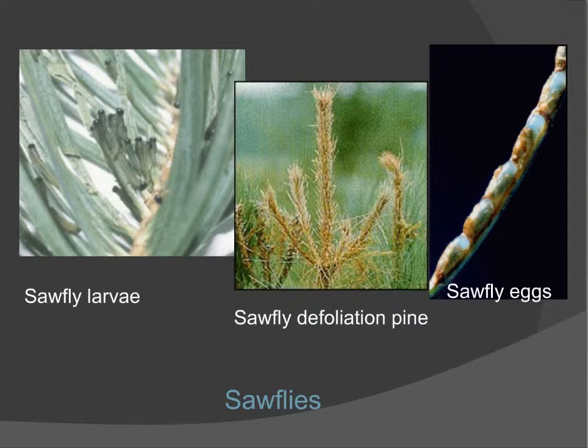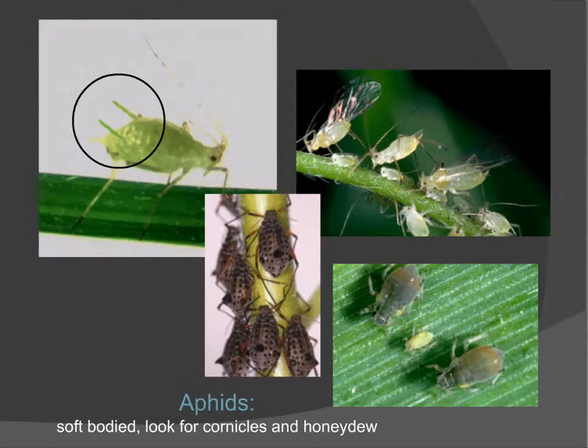Sawflies, sawfly larvae, as you can see, kind of hang out in a clump and munch on the needles, so you'll get this ragged, half-defoliated look to the needles. We have seen some of this on pine as well as spruce.